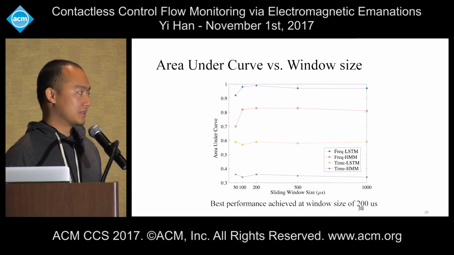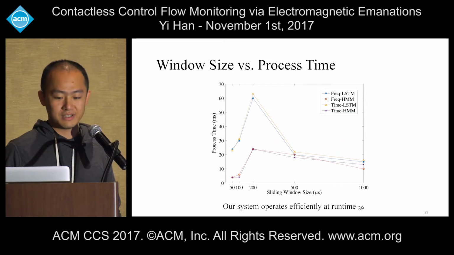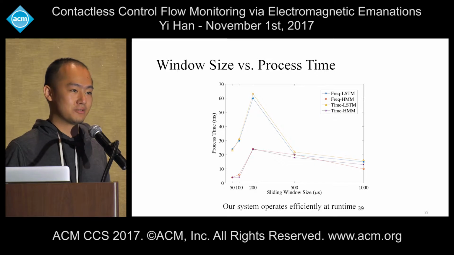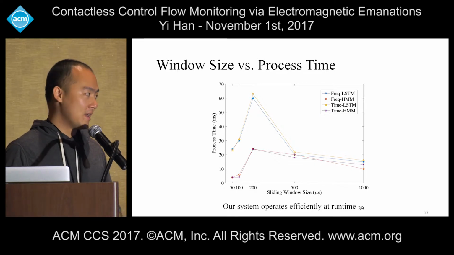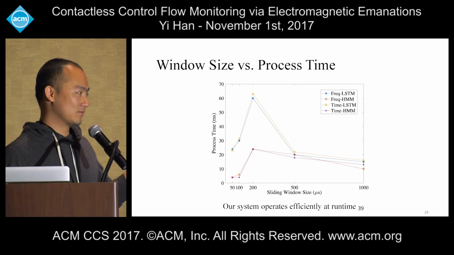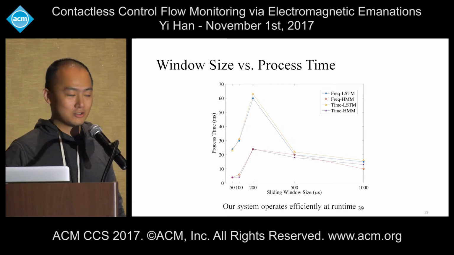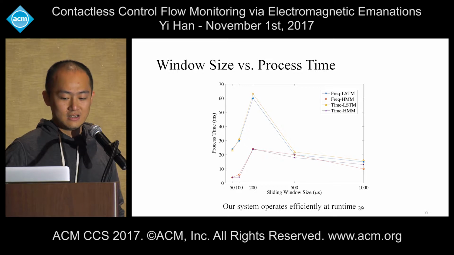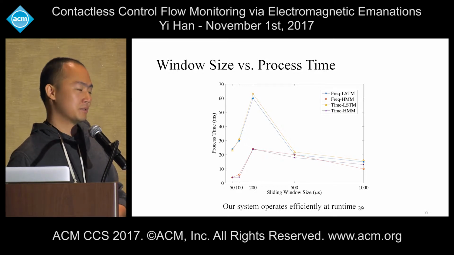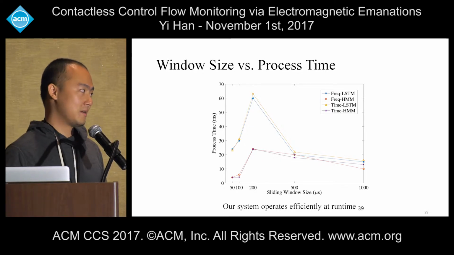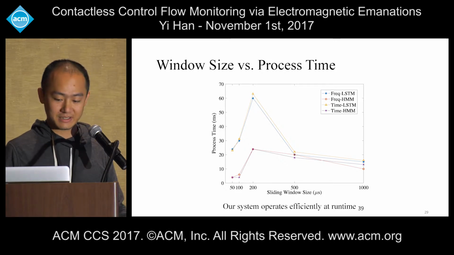We finally evaluated our system with respect to the process time. We define the process time of our system to be the time required to pre-process the signals and pass them to the network model. Overall, the time for each of these cases and window sizes, compared to the actual length of the programs, is reasonable, which means that our system operates efficiently at runtime. But also note that our proposed LSTM model involves many more array computations, which are time consuming, so the process time is actually longer compared to the HMM approach. But this is a sacrifice for accuracy.